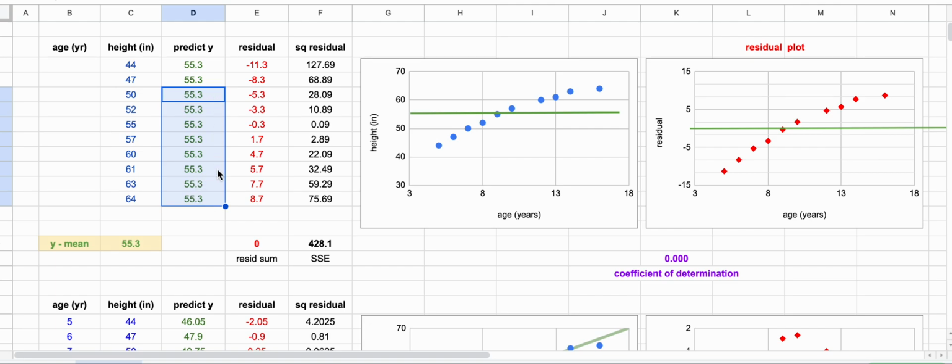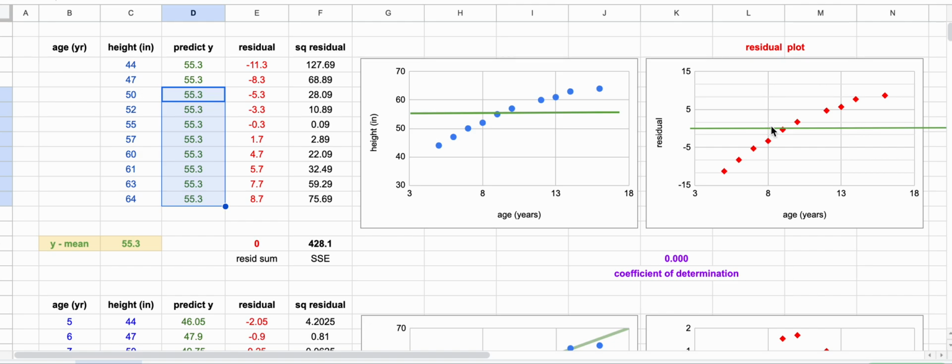Each of those guesses is going to have a certain amount of residual, a certain amount of error. There'll be some negative errors and some positive errors. And then here's all the squared residuals. You end up getting a total squared error of 428.1. That's a lot of squared error. And over here, I've drawn the line. This is the line y equals 55.3. You can see these gaps here are the residuals.